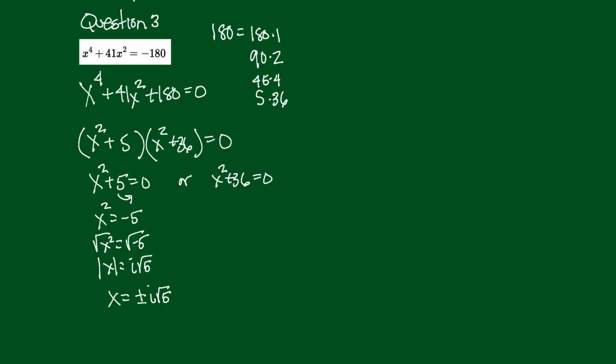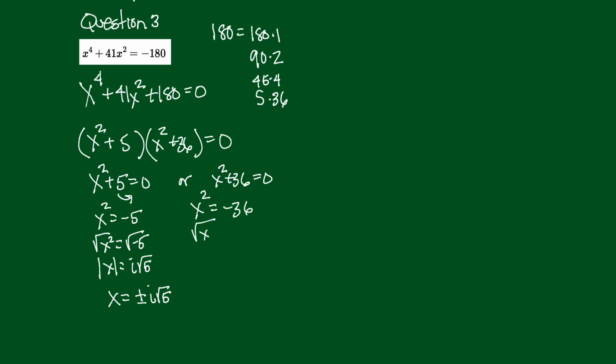Now, all the way back to the beginning, this is a 4th degree polynomial, right? 4th degree. That means I'm expecting 4 solutions. We did some work here, and we got 2 of them, right? I got positive i root 5, negative i root 5. The other 2 are going to come from this little equation here. So separate them. X squared equals, subtract 36. I'll get negative 36.